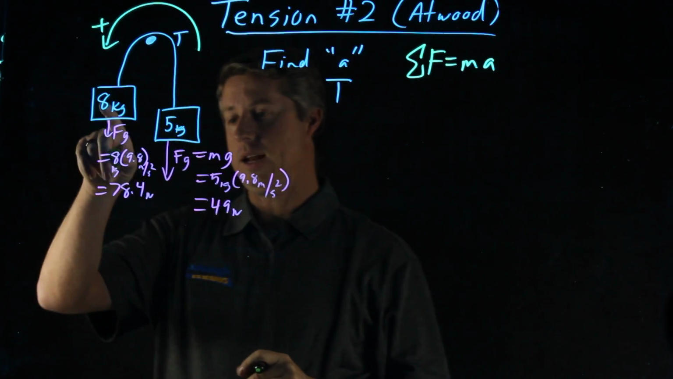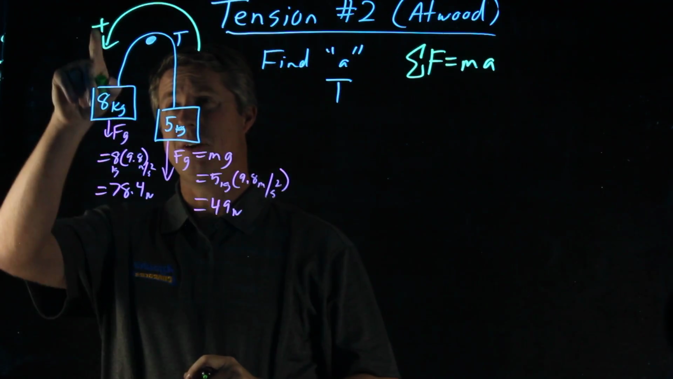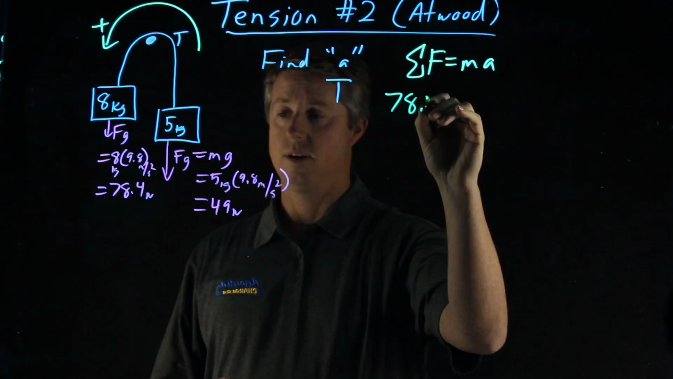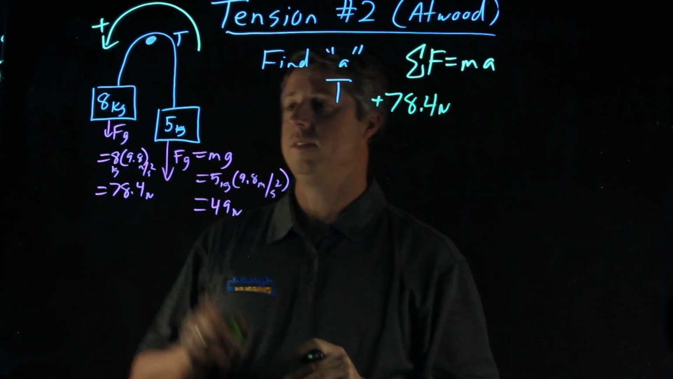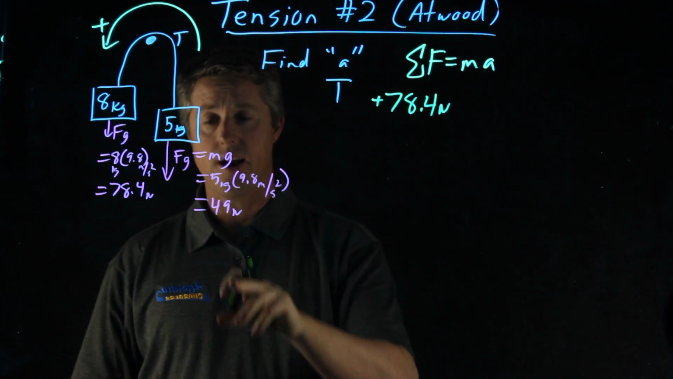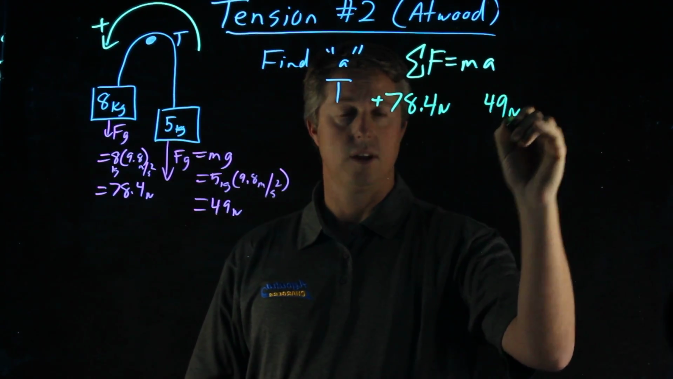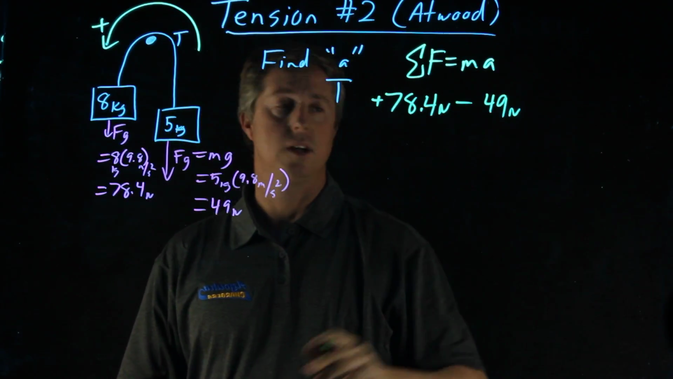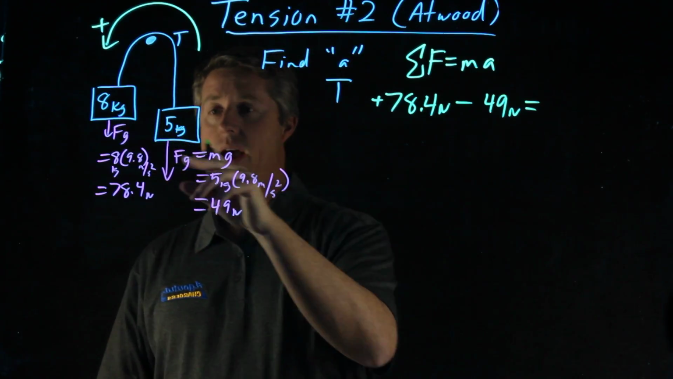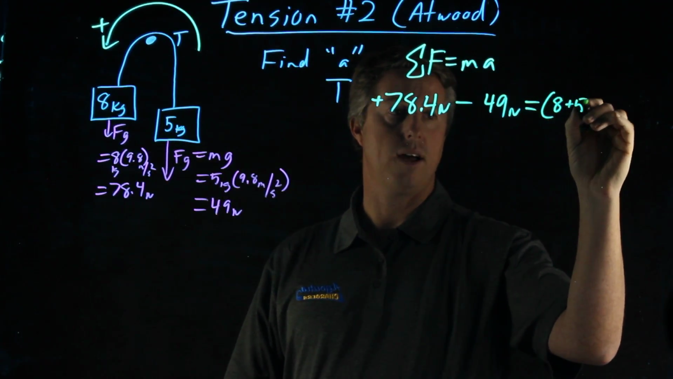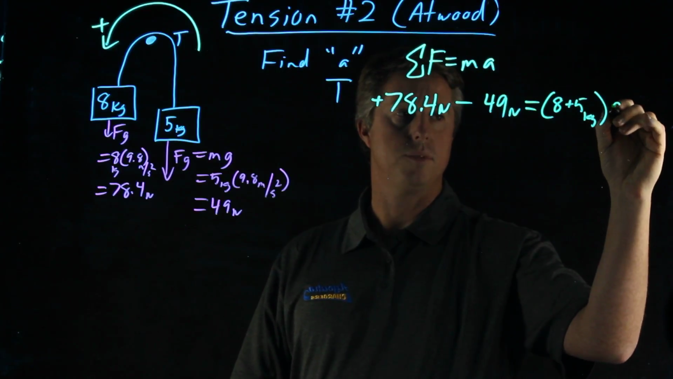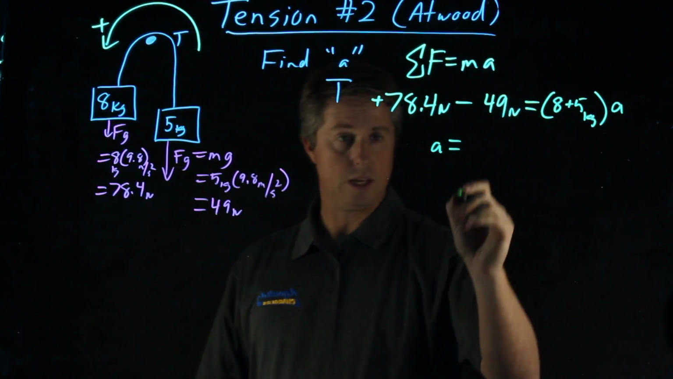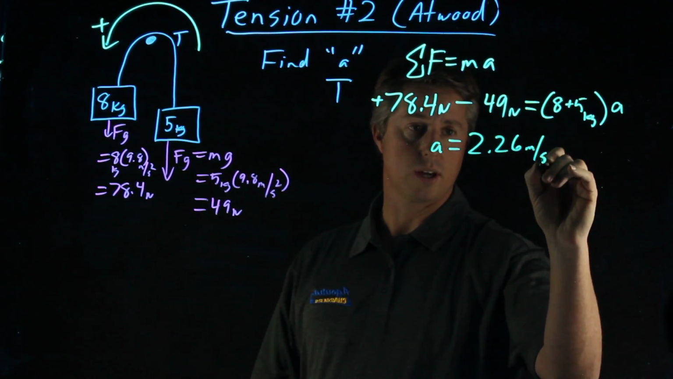And so the 8 is being pulled down by the force of gravity. Since down is in the same direction as that movement, we'll have a positive 78.4 newtons. And this is going to be pulled back by the force of gravity on the 5, which is 49 newtons. Now this is being pulled the opposite direction that it's moving, so that would be minus, and that equals the combined mass, so 8 plus 5 kilograms, times the acceleration. And so the acceleration of this system would be 2.26 meters per second squared after you do it on your calculator.